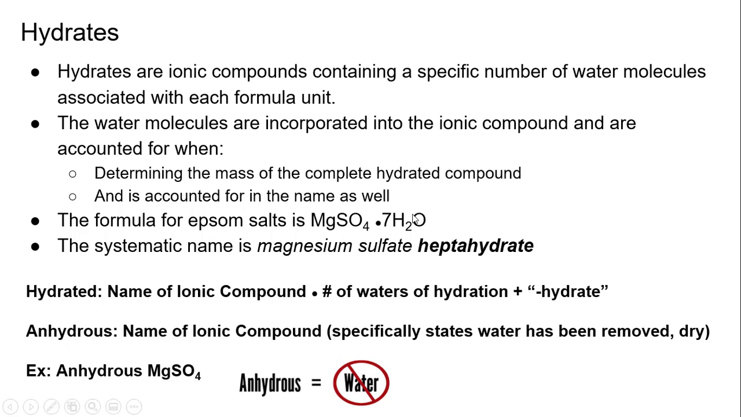Now the naming of this, you also have to indicate it's a hydrate. So this would be magnesium sulfate, which is just this here, hepta, the 7 hydrate. So you have to include the number and the actual word hydrate. And that's how you know you're dealing with the hydrated compound. So I've included here where you can see the name of the ionic compound, a dot, the number of waters of hydration, which is just a fancy word for water molecules and how many there are. And then you add hydrate.